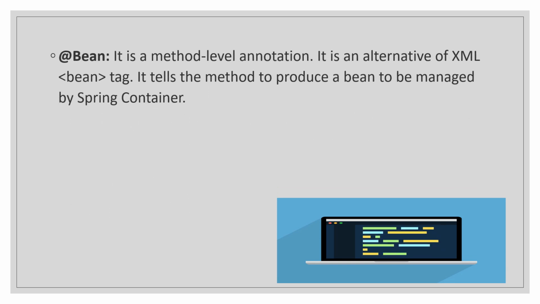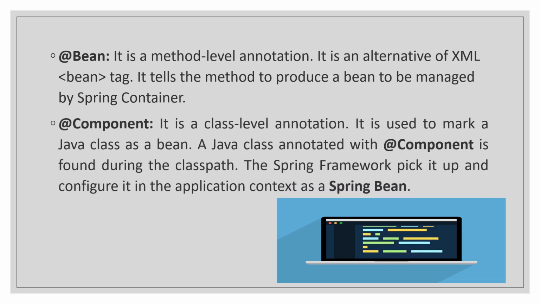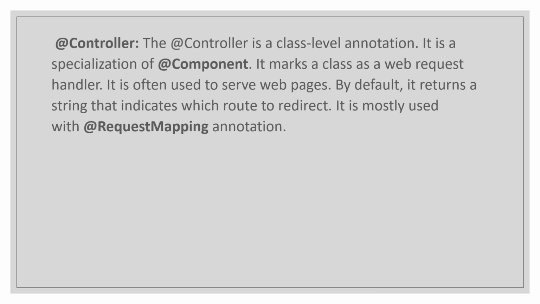So there is another annotation, @Bean. It is a method-level annotation, an alternative to the XML bean tag. It is a method that produces a bean managed by the Spring container. @Component is a class-level annotation. It is used to mark a Java class as a bean, and a Java class annotated with @Component is found during the classpath scan. So the Spring Framework picks it up and configures it in the application context as a Spring bean. So, got it?